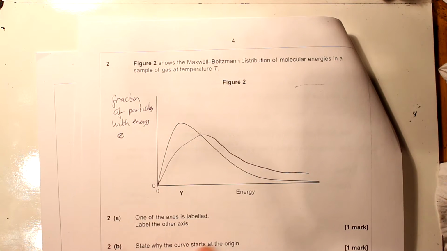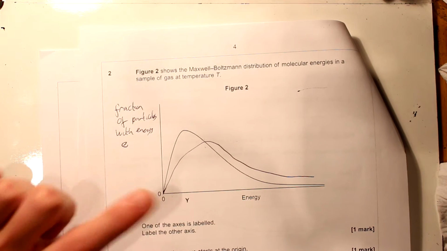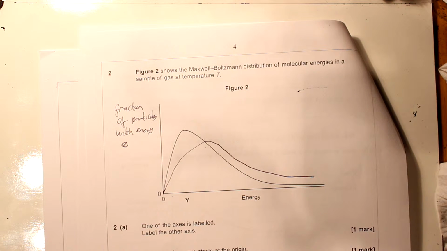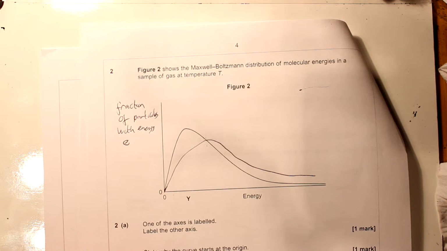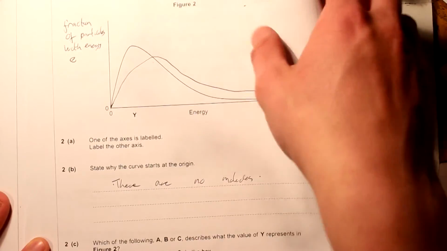State why the curve starts at the origin. These curves, maybe I forgot to mention this, always start at the origin no matter what you do to them, if you increase or decrease the temperature. The reason for this is there are no molecules with no energy. There are just no molecules, and that's all you need to write for the mark. Now 2C. Let's move this up a little bit.